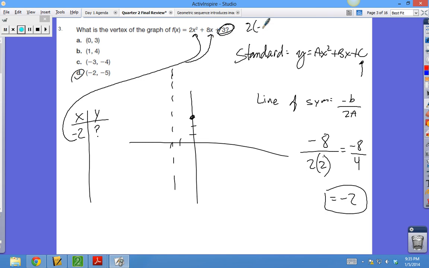So 2 times negative 2 squared plus 8 times negative 2 plus 3. Alright, exponents first. Negative 2 times negative 2 is 4. 4 times 2 is 8. 8 times negative 2 is negative 16. And then plus 3, so 8 plus negative 16 is negative 8. Negative 8 plus 3 is negative 5. So that is the vertex.